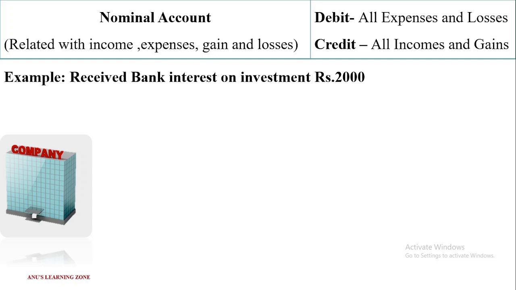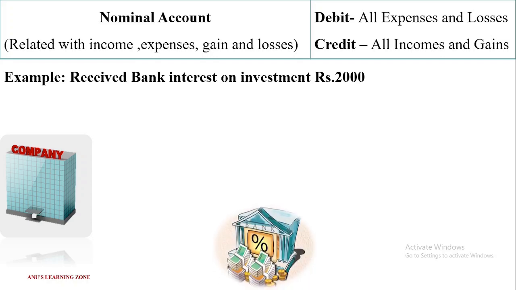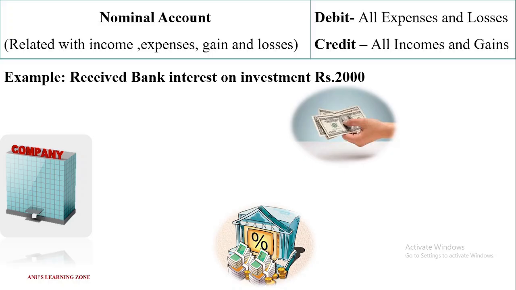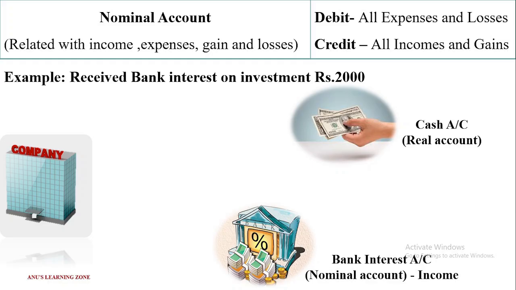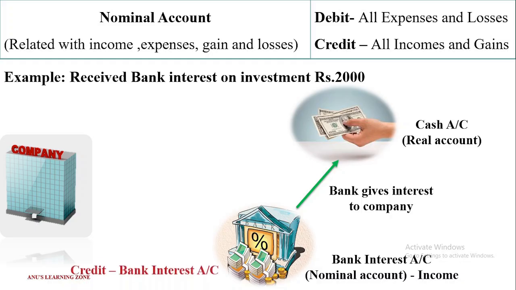So the two accounts obtained from this transaction are bank interest account and cash account. Here bank interest account is the nominal account, whereas cash account is the real account. We need to credit the bank interest account because the bank gives interest to the company. That means the bank interest is an income to the company, and the nominal account rule says we have to credit all incomes and gains. So we credit the bank interest account.